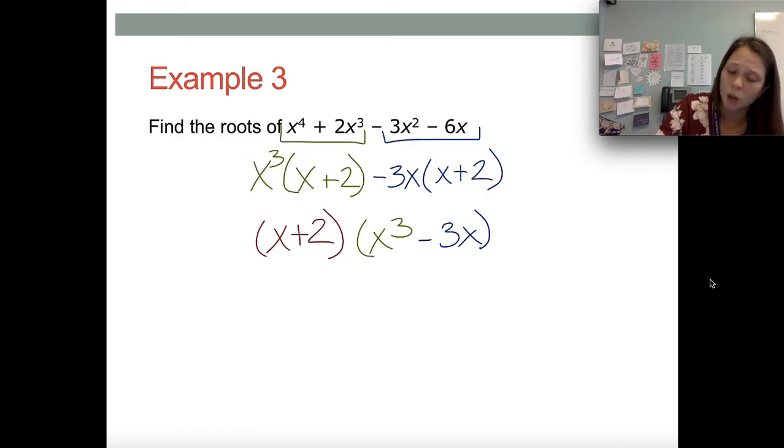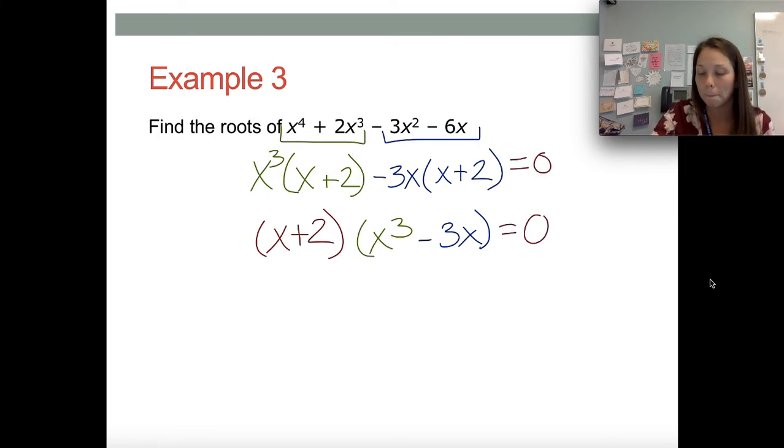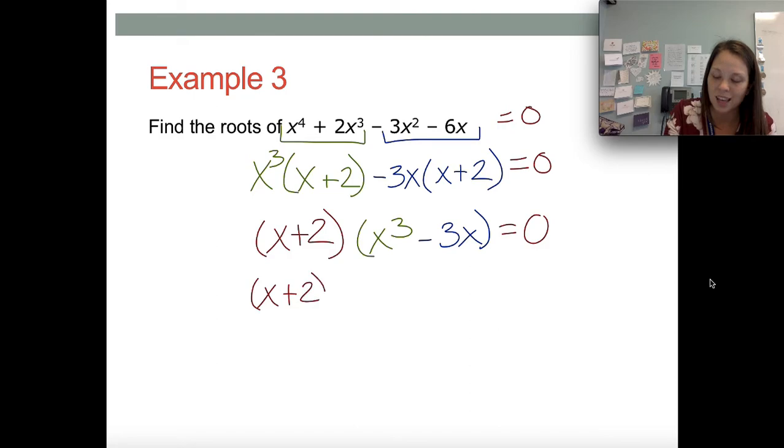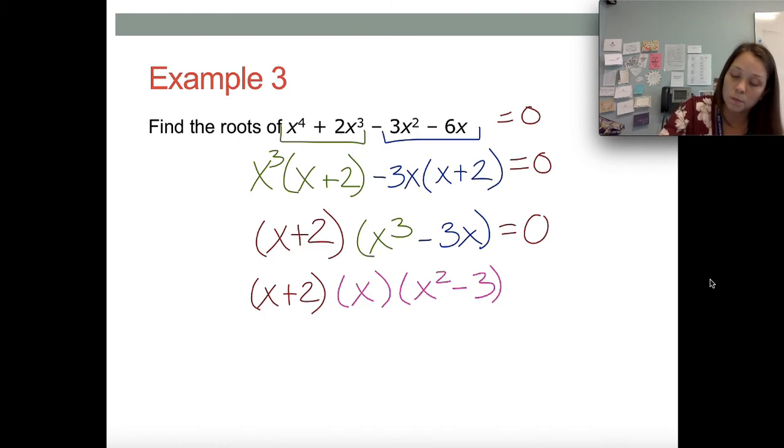And again, we are solving here. We are finding roots or solving for x, so this should be set equal to 0. Continuing my factoring process, x plus 2 is as factored as it can get, so I'm just going to carry that along. I have x cubed minus 3x. That has a greatest common factor of x, which will then leave me with x squared minus 3, and then it would be equal to 0.